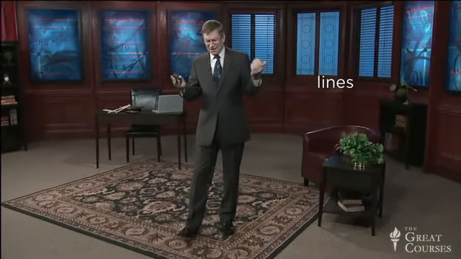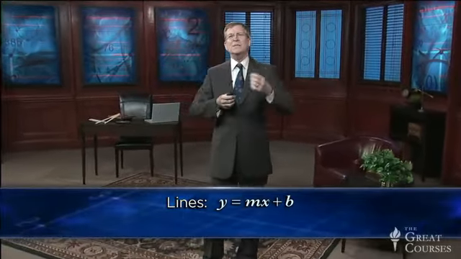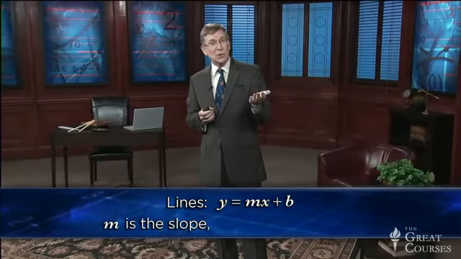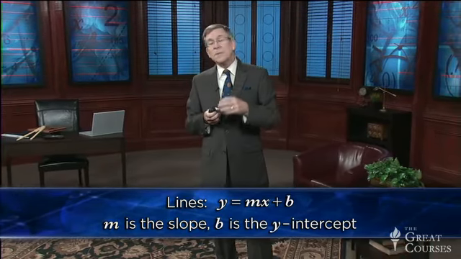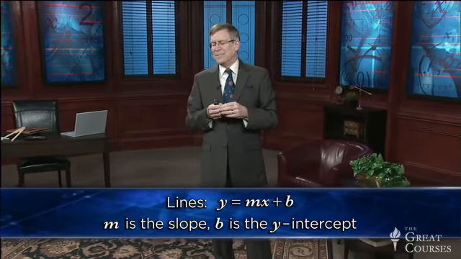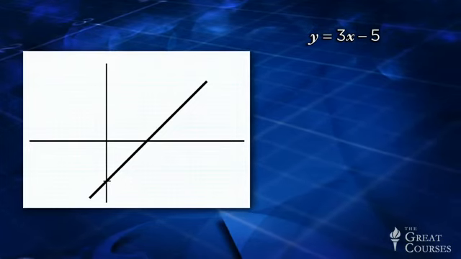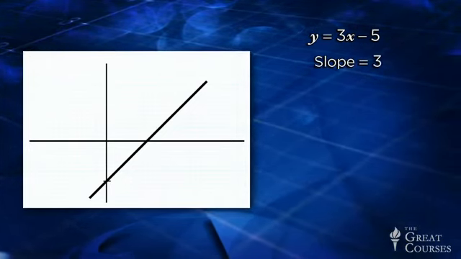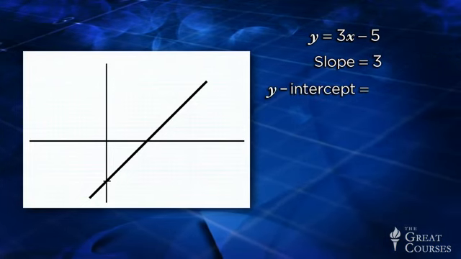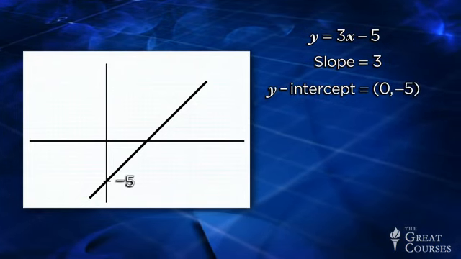Perhaps the simplest example are lines, lines of the form y equals mx plus b. Here m is the slope of the straight line and b is the y-intercept. For example, here's a typical equation of a straight line. y equals 3x minus 5. What's the slope? 3. Good. What's the y-intercept? Correct. 0, minus 5.